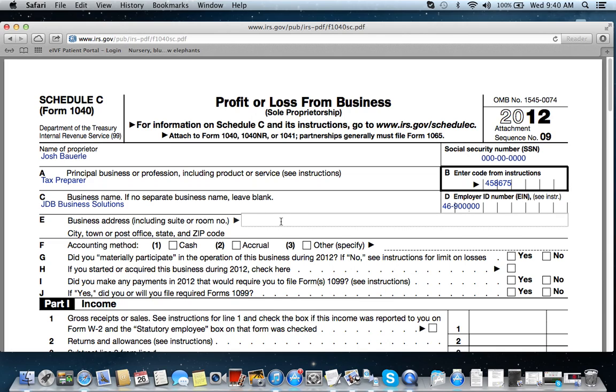Your business address, whether you have a separate office or it's just in your home, you can put the address in here where you do business. Okay, so that's the easy part. Other than the business code, everything else is very straightforward. And the business code, again, you can just get by Googling business code for whatever industry you're in.